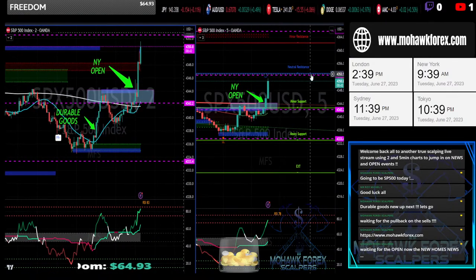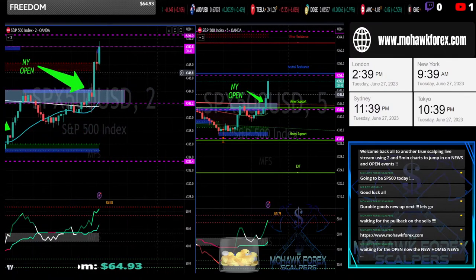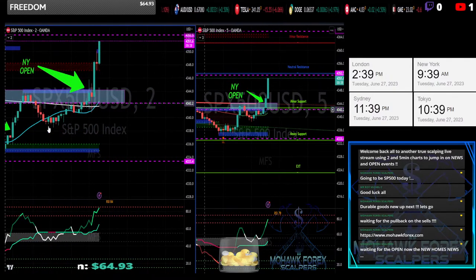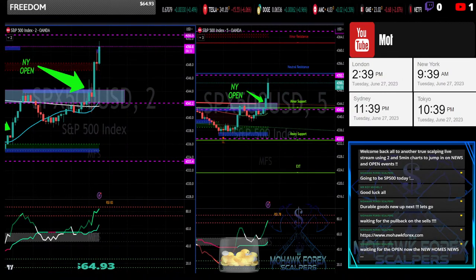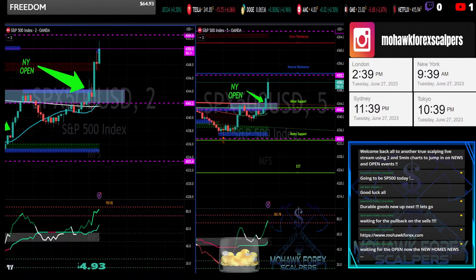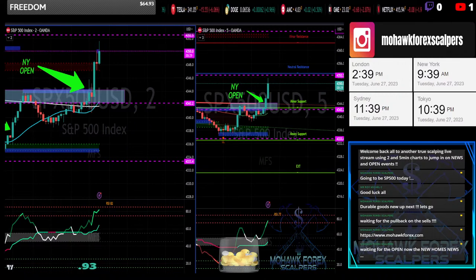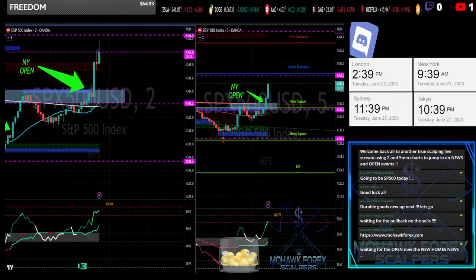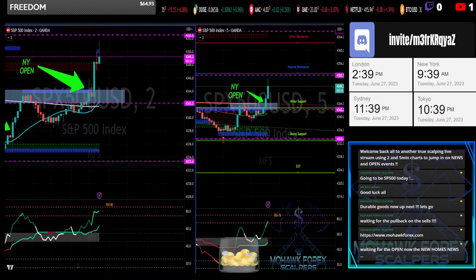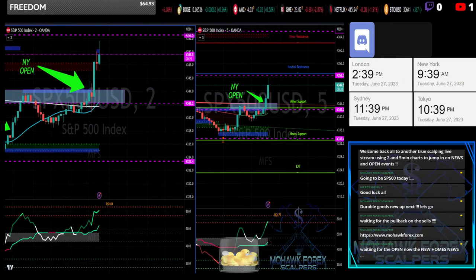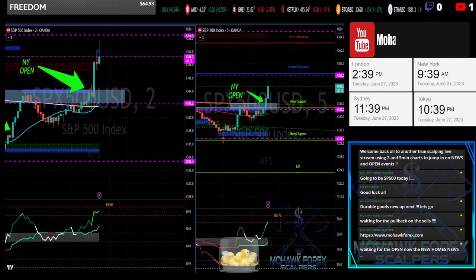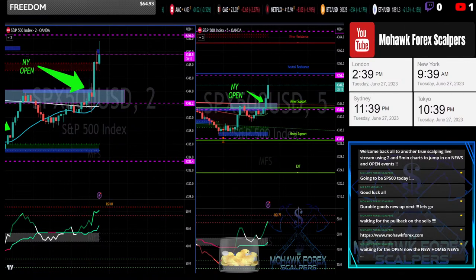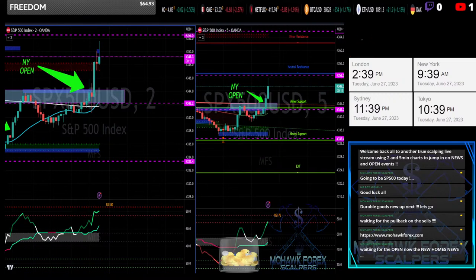Hitting that big 4-hour H4 resistance, look, that's what I want. You can see it on the 5-minute chart here, look, it's drawn in for you. Profit, taking some more.